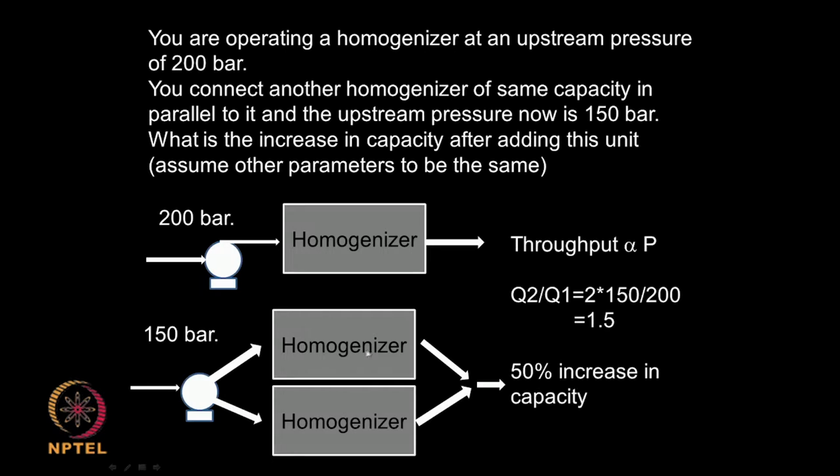So, 2 into 150 by 200, that is 1.5. Why 150? Because that is the new pressure, 200 is the old pressure, and 2 comes because we have put 2 homogenizers. So, the capacity has gone up to 1.5. It has gone up from 1 to 1.5, that means there is an increase in capacity of 50%. So, it will not be double the capacity, but only a 50% increase because the pressure has come down from 200 to 150 bar, understood.